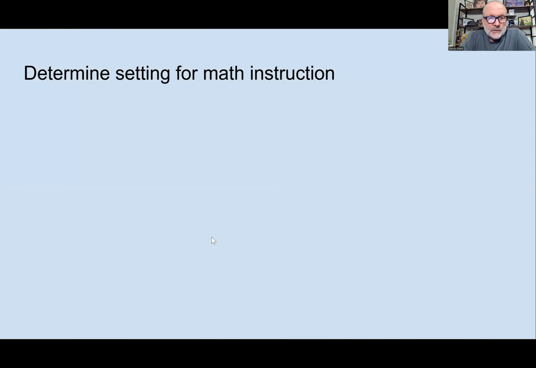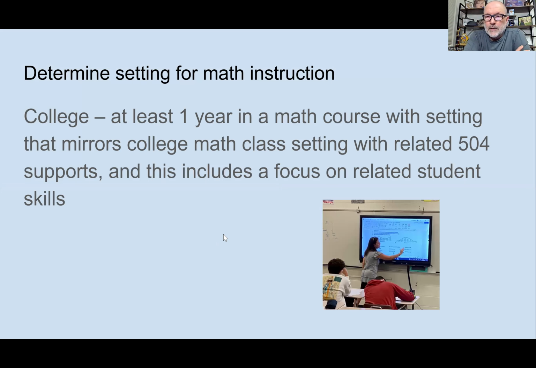The next element is determining the setting for math instruction. One piece that I emphasize when working with families is that if a student has a goal of going to college, they need to have at least 1 year in a math course in high school with a setting that mirrors what they would see in college, and specifically a setting that would have 504 supports as opposed to special ed supports. They need to have that experience of what it's like to be in a college classroom before they get there.